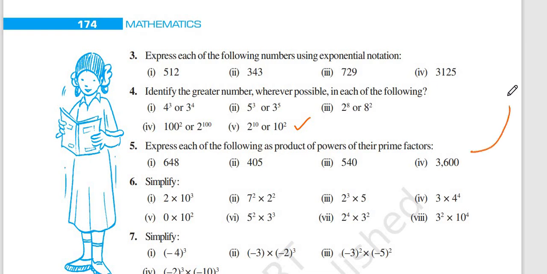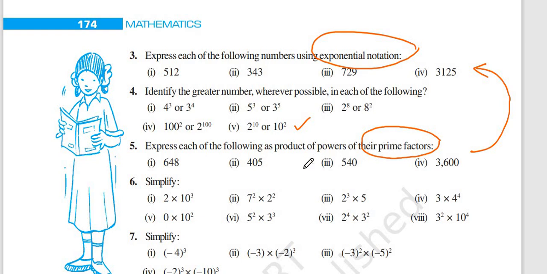The fifth question is similar to question number 3 only, but here the condition is that you definitely have to express in prime factors. In question number 3 you can express in any factors. But here, prime factors: you first have to expand these numbers into prime factors using prime factorization and express them in prime factors. After that you have to express in exponential form.